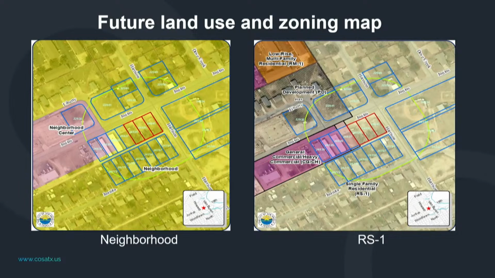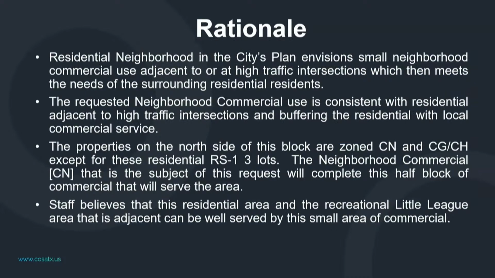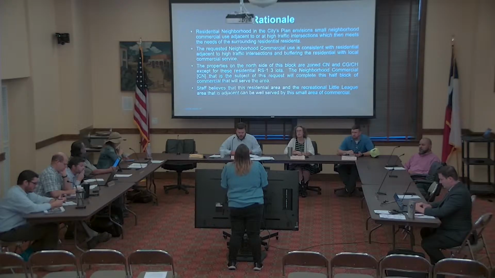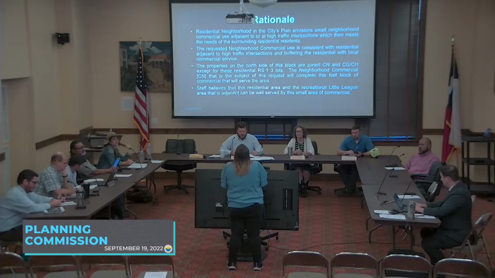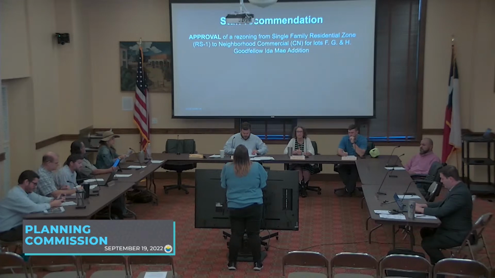And the neighborhood, 12 notices were mailed out. We didn't receive any in support or opposition. The neighborhood commercial is at an intersection right next to a Little League baseball field. They want to put a mobile food truck, so we think it would be great in that area. It's consistent with the future and comprehensive plan. We are recommending approval to go from residential to neighborhood commercial for the 3 lots.